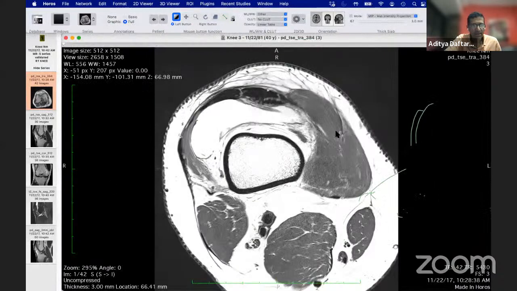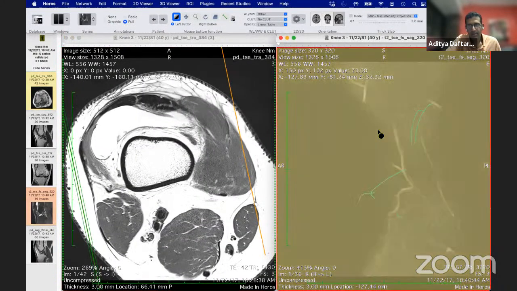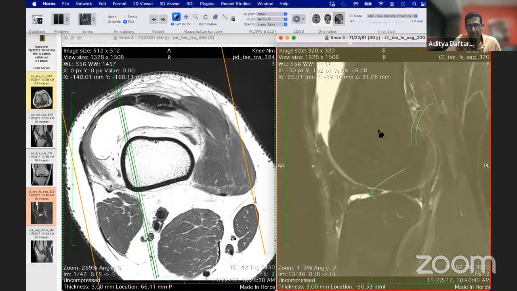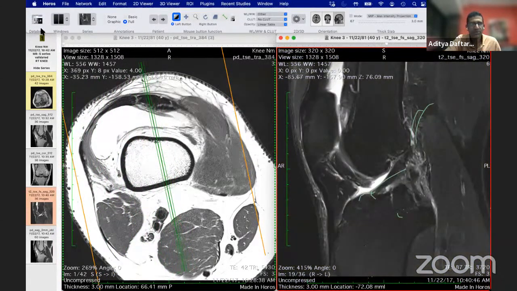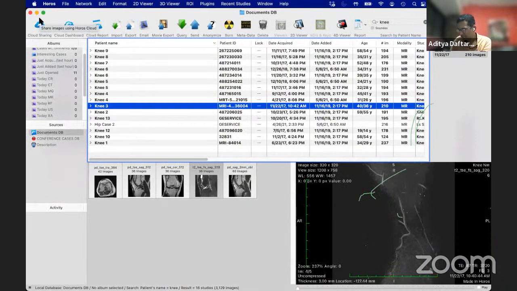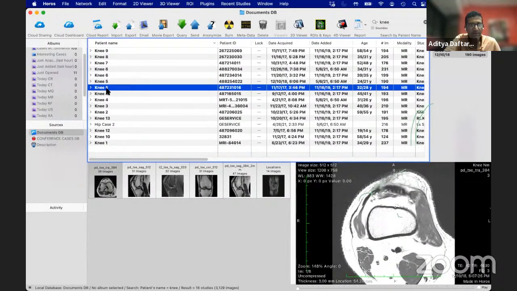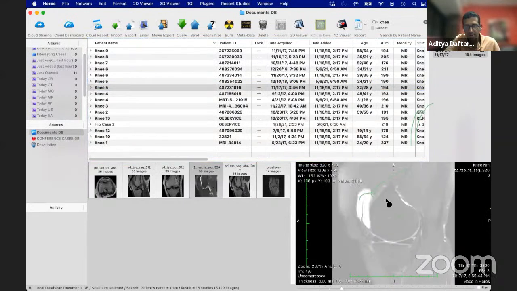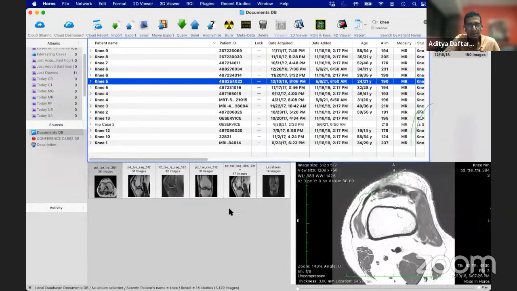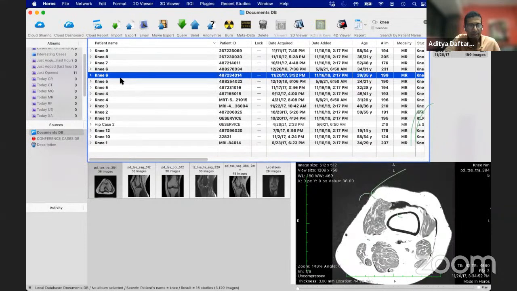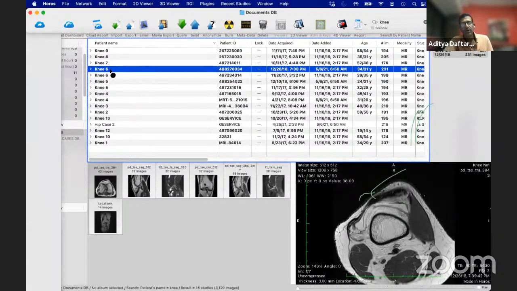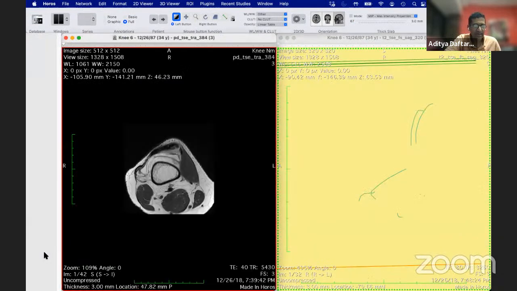Here is another case. It's not so great. I wanted to show you something else which I thought was kind of helpful to you. So I'm going to show you knee 6. Okay, so I wanted to show you this case for this particular reason.